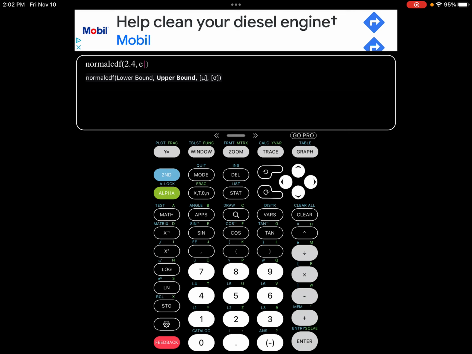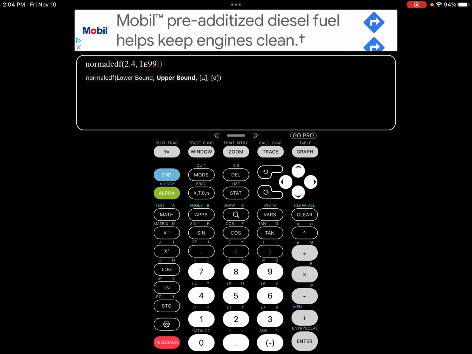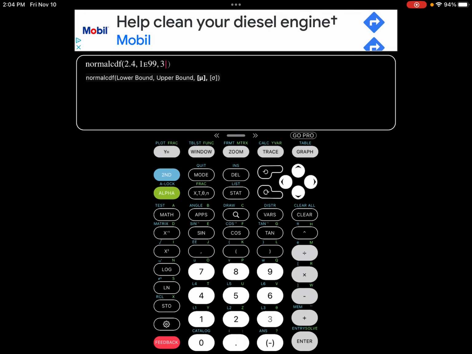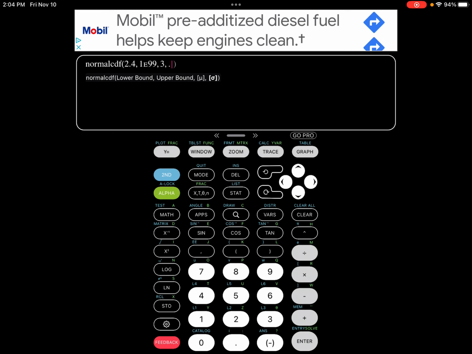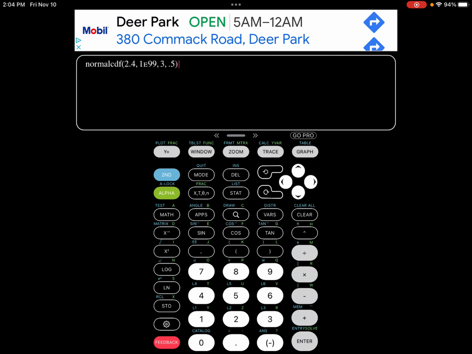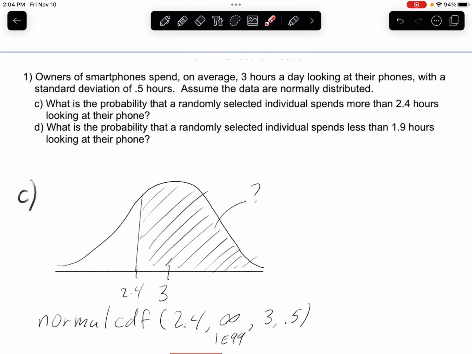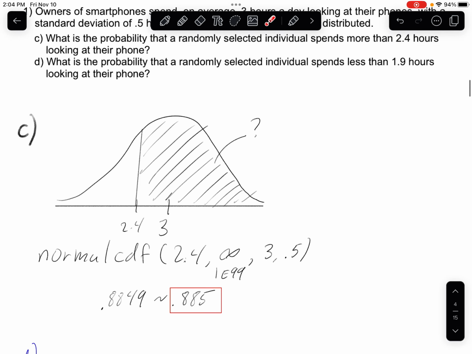This one shows it as a lowercase e, but just rest assured that this is the one we want, right? So let's hit 1, then second, comma, to get that scientific notation, and then 99, and that is the calculator's way of basically writing the number infinity. The mean is 3, standard deviation is 0.5, close that up, hit enter, and then we get a value of 0.885, rounded off to 3 decimals. And that is exactly what we see right over here.